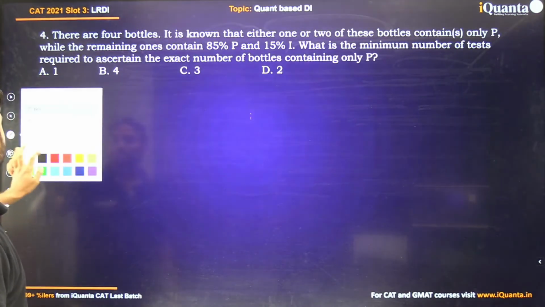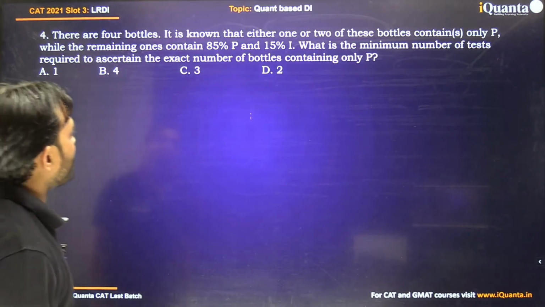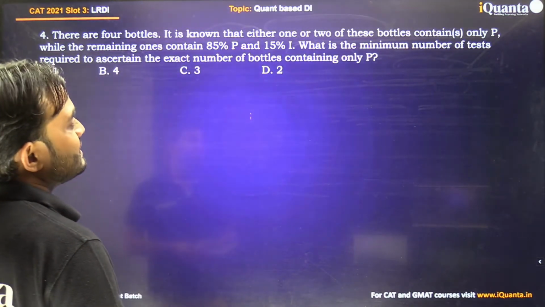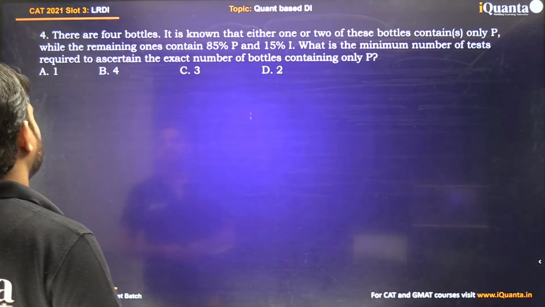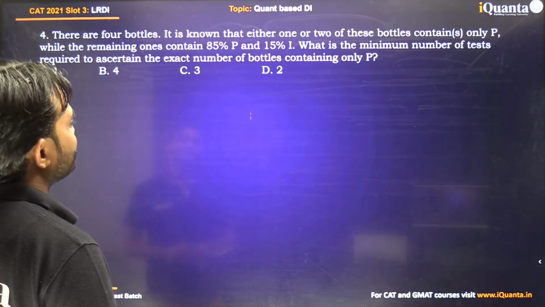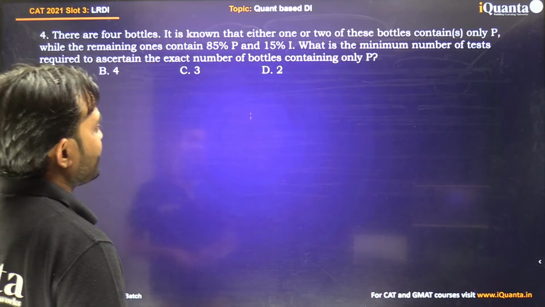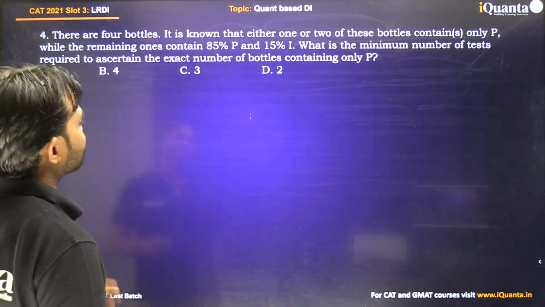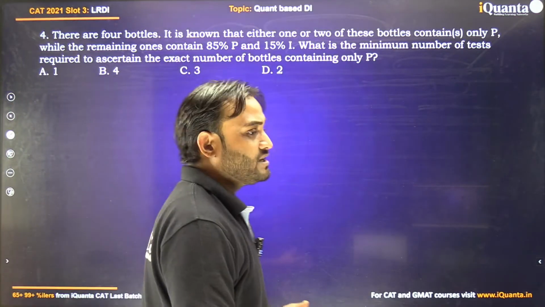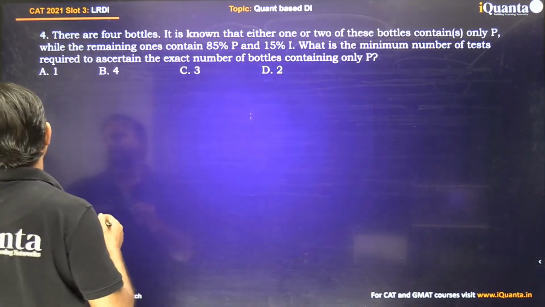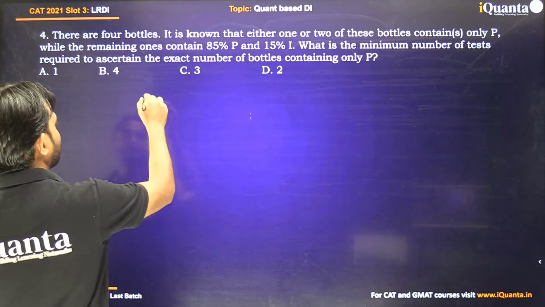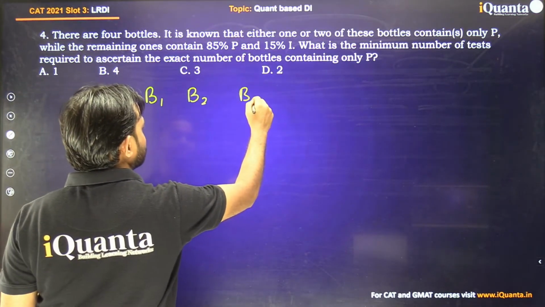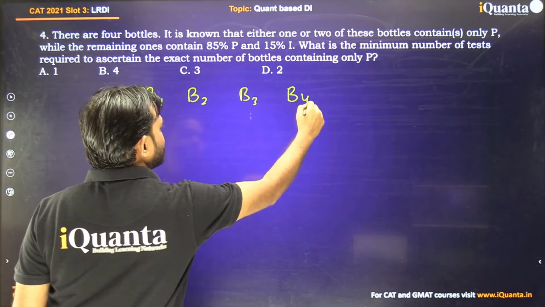Question number 4, it says there are 4 bottles. It is known that either 1 or 2 of these bottles contain only P, while the remaining ones contain 85% P and 15% I. What is the minimum number of tests required to ascertain the exact number of bottles containing only P? So once again, we are going to take 4 bottles, bottle 1, 2, 3 and 4.